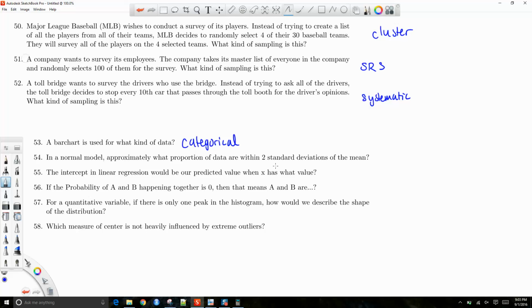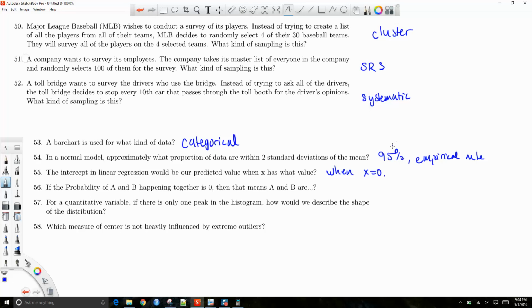Okay, in a normal model, approximately what proportion of data is within 2 standard deviations of the mean? 95%, right? That's from the empirical rule. The empirical rule also says within 1 standard deviation, you get about 68%. Within 3 standard deviations, you have almost everyone, 99.7%. Okay, the intercept in linear regression would be our predicted value when x has what value? 0. When x is 0, right?